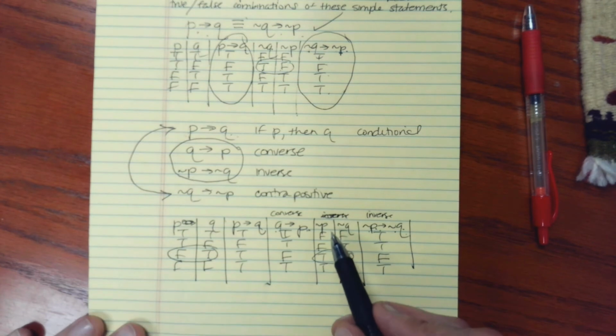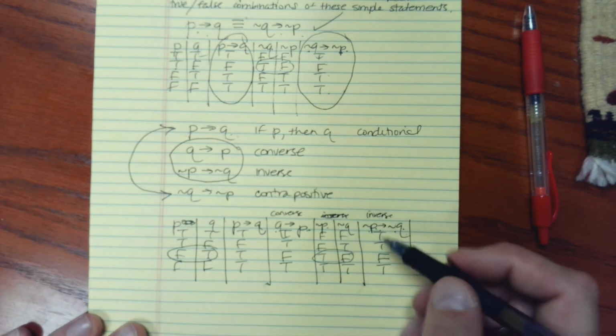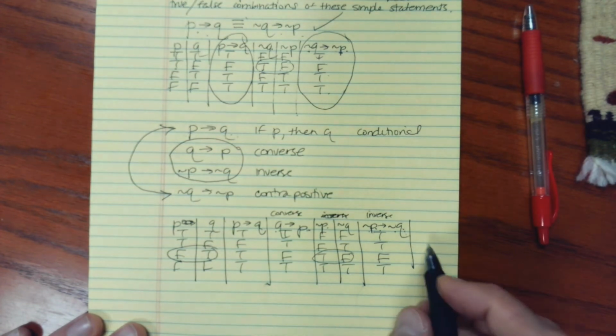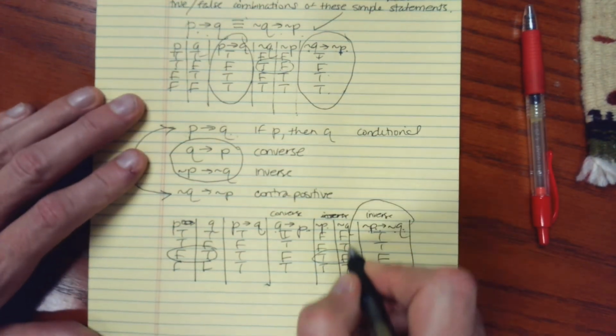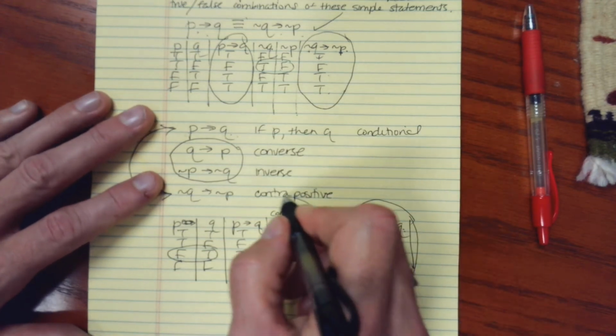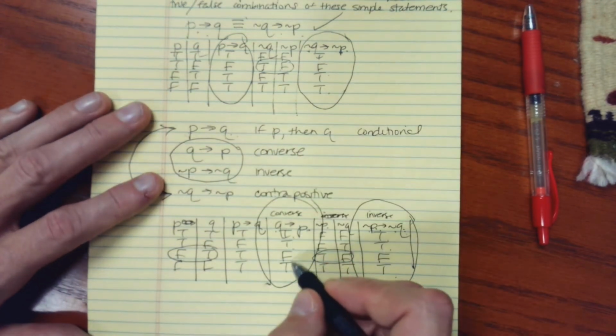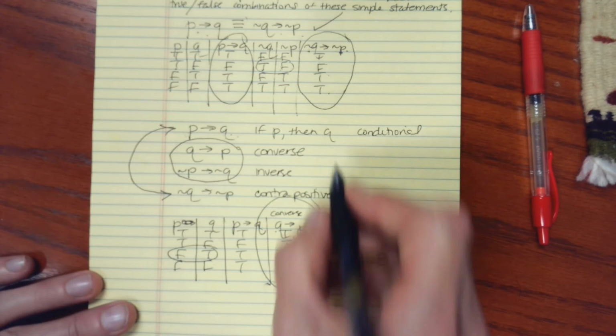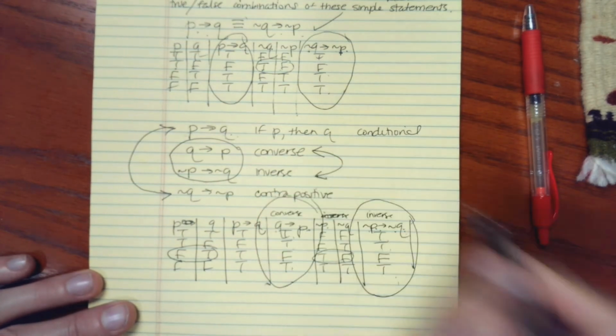Just to recap a little bit, here was the not P and not Q. This is the conditional. What I want to point out is that the values here, true, true, false, true, match with the values here, true, true, false, true. So it turns out these two are also equivalent statements.